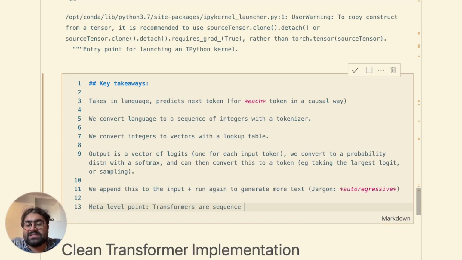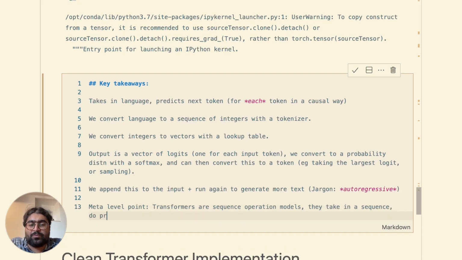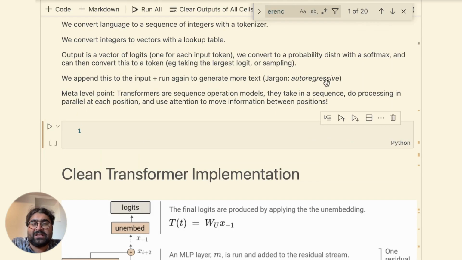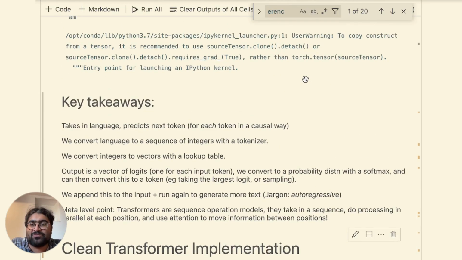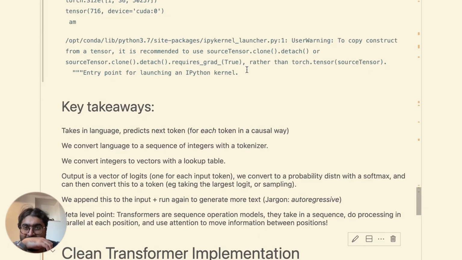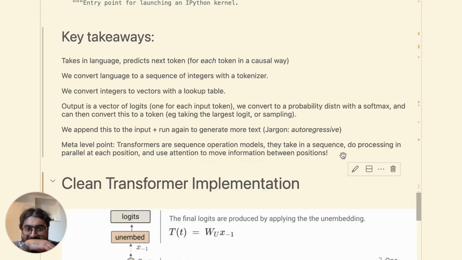Meta level point. Transformers are sequence operation models. They take in a sequence, do processing in parallel at each position, and use attention to move information between positions. I'm just gonna emphasize stuff like this a bunch because I think it's really important to carefully keep in your head. Okay, we're gonna move on to implementing a transformer. If you've skipped ahead because you weren't interested in the what is a transformer bit, you should pause the video and go read these key takeaways.